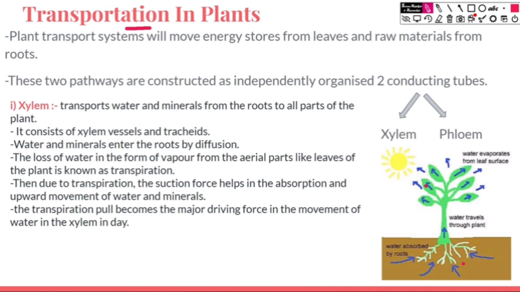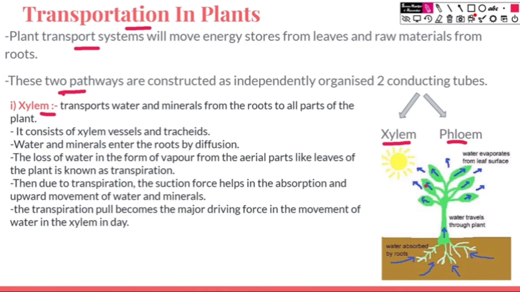All this is done by the transportation system in plants, and all this is done by two pathways. Plants have developed two pathways for transportation in them. One is the xylem and the second is the phloem. Xylem and phloem together make the vascular bundle in plants, which is responsible for transportation in plants. Now what is xylem and what is phloem? We'll have a deeper look at both of them.